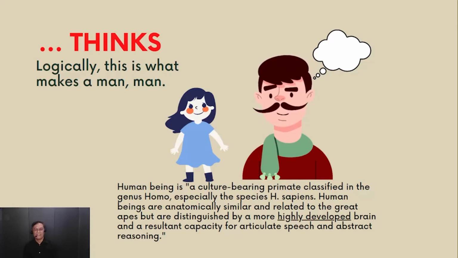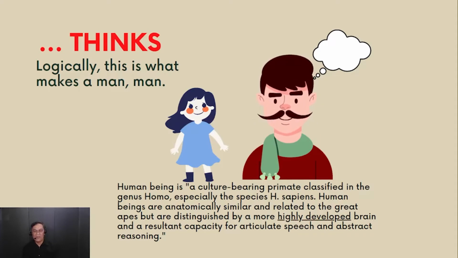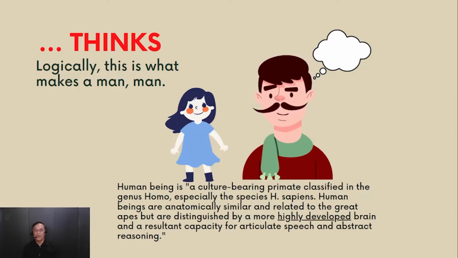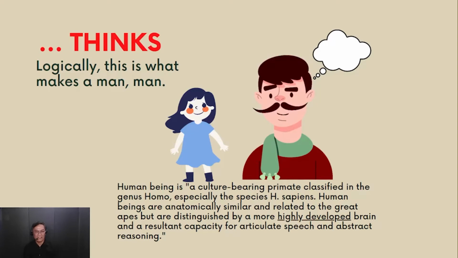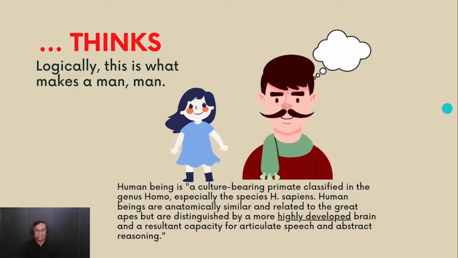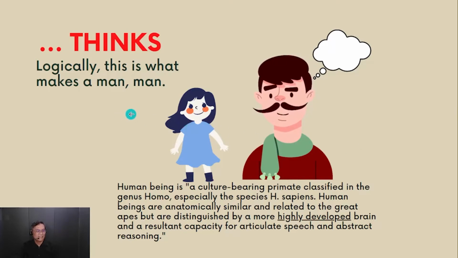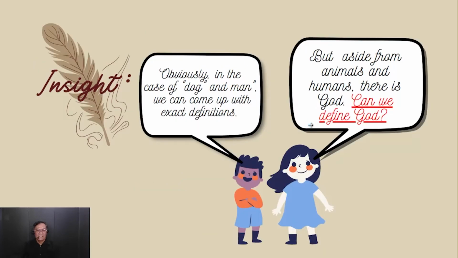So we have now a conclusion at this point that we are capable of defining what man is. Congratulations to all of us, especially congratulations to Sophie. All right, that's great. So at this point we can have an insight. Pilo says, obviously in the case of dog and man, we can come up with an exact definition. Okay, that is great. But Sophie is thinking of another problem.